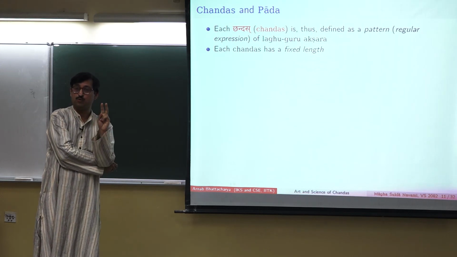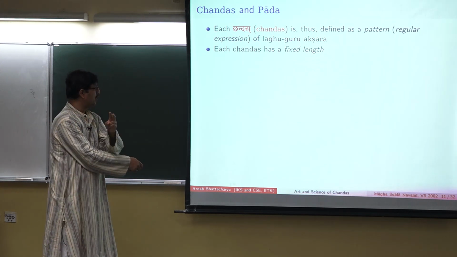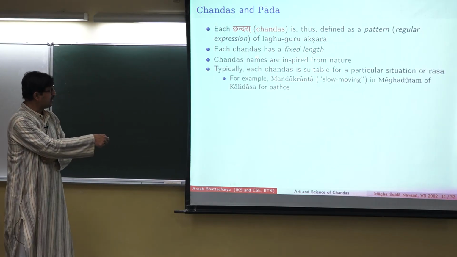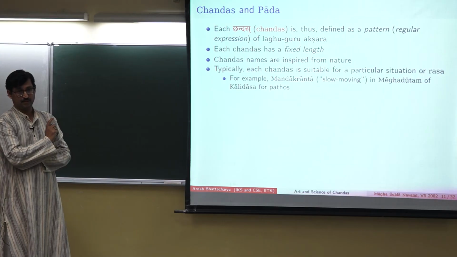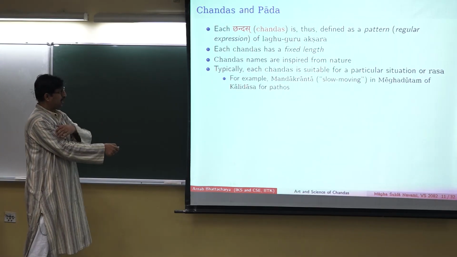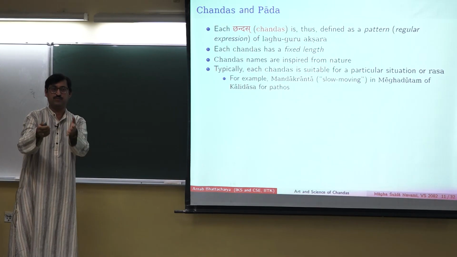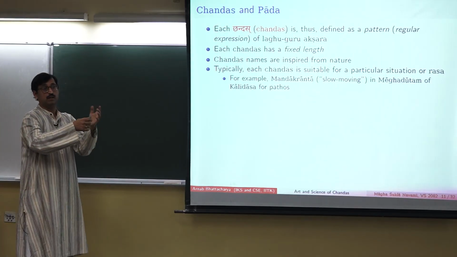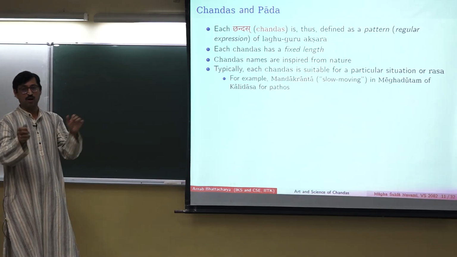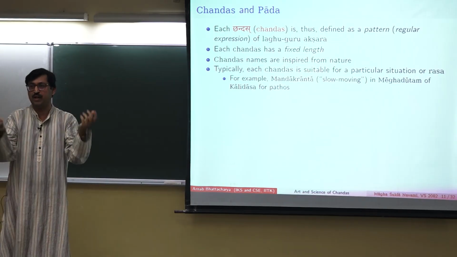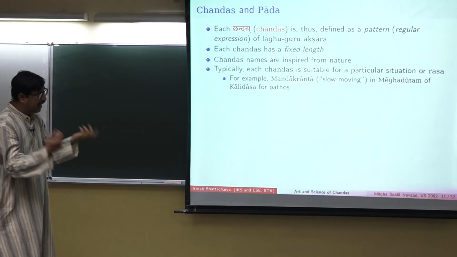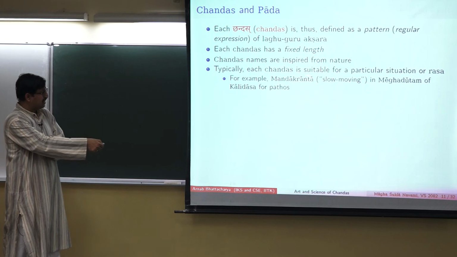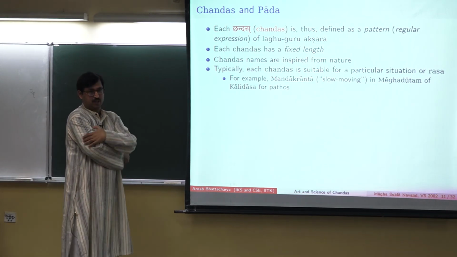So chanda again can be of two types. One can be a varna chanda or a matra chanda, but it is a pattern, and each chanda has a fixed length. Also, chanda names are inspired from nature. We saw Bhujanga Prayata, we saw Panchachamara, there will be Mandakranta, there will be Shardul Vikridita, and all of these are the names you have to give to these patterns, right? And these are again poetic names. And typically each chanda is suitable for a particular situation or a rasa.